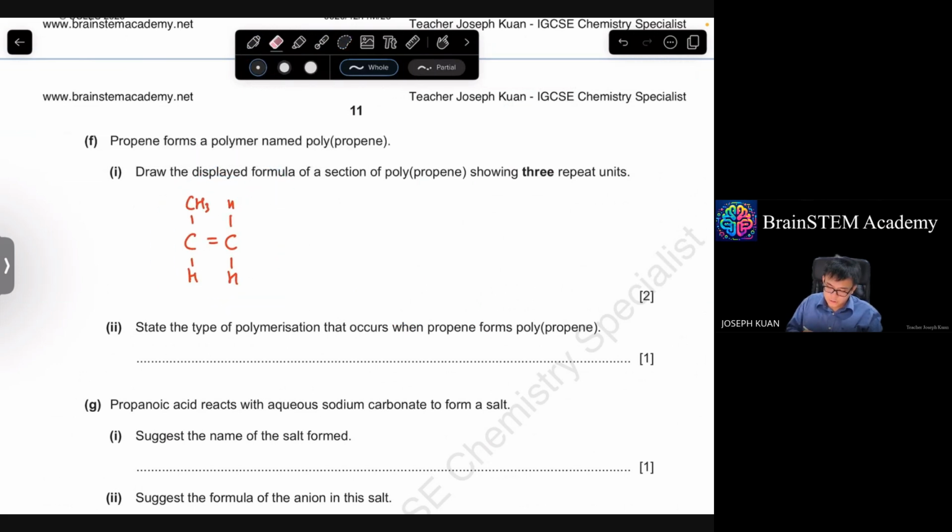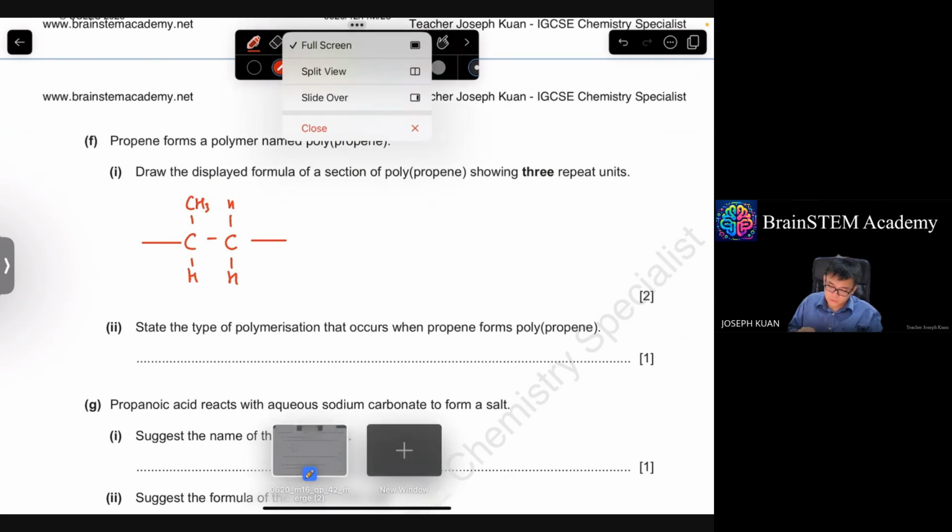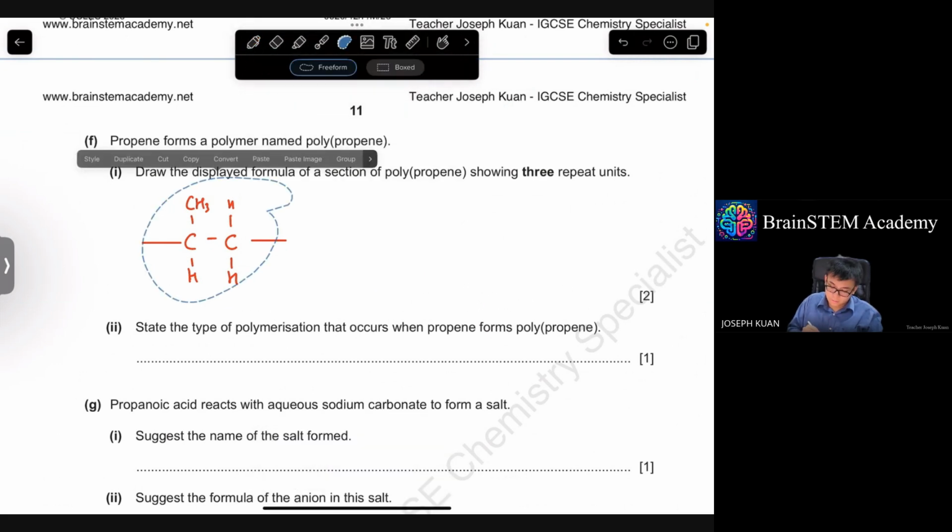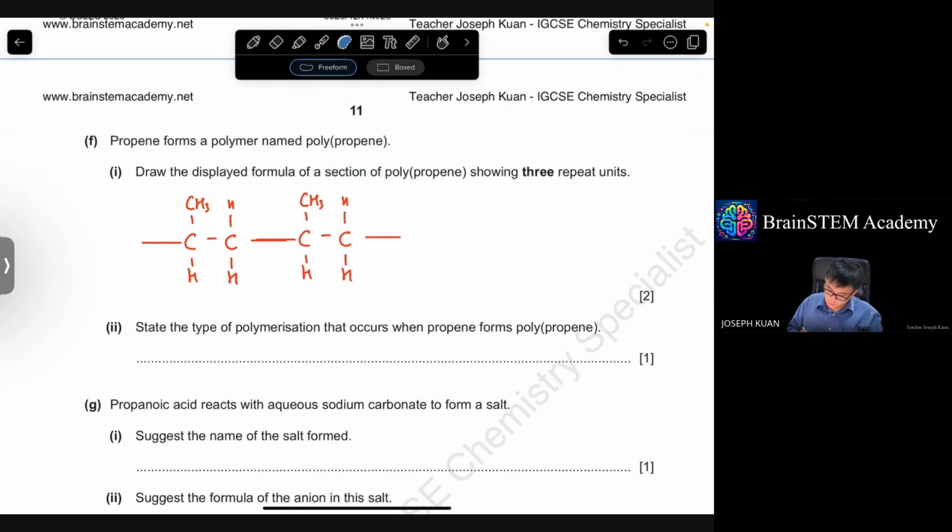When addition polymerization occurs, it's an alkene, so it undergoes addition polymerization. The double bond will be turned into 2 extra single bonds. And then what you need to do is just repeat 3 times, because it asks you to draw 3 repeating units. So 1, 2, 3.